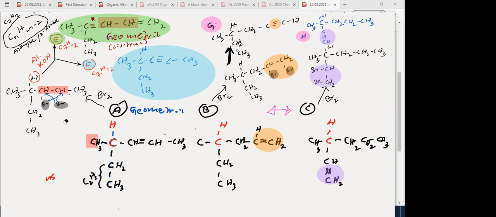So now we got the structure for E, F, G, H. Any questions? Is that clear? E, F, G, H. So they say that E is geometric isomerism. So won't it be a problem if there are two hydrogens on the terminal atom? No. It is okay. Who asked that question? Pramodi.